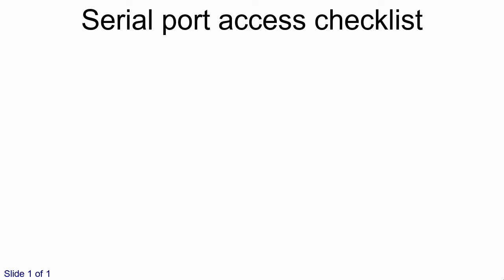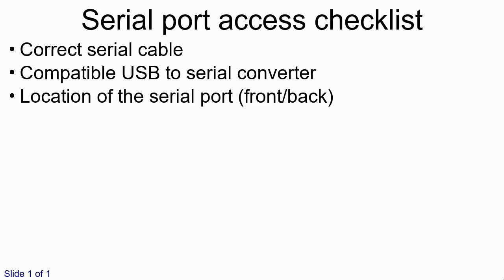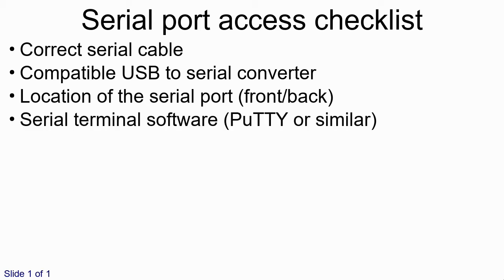So here's a checklist to go through. Make sure you've got the correct serial cable and that you've got a compatible USB to serial converter. Not all converters work on Windows, so make sure you've got one that does work. Know the location of the serial port on the device. It could be at the front or the back, or there might be more than one port. Know which port it is that you need to use.